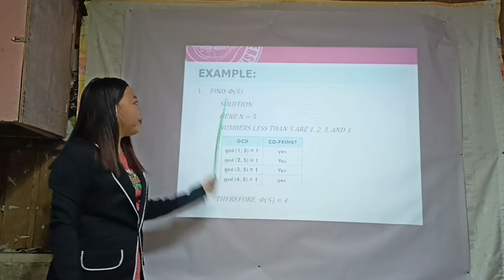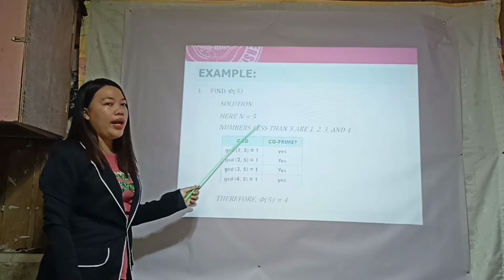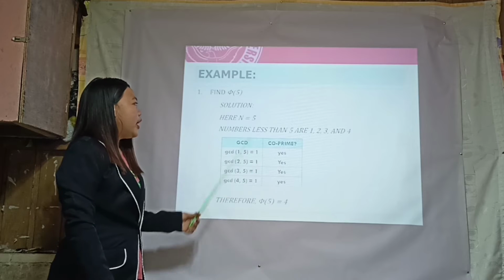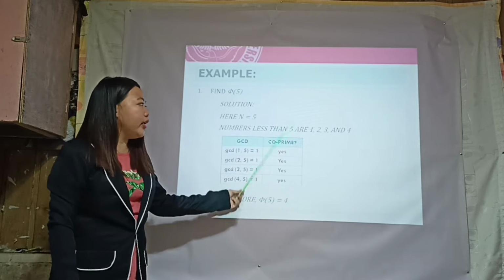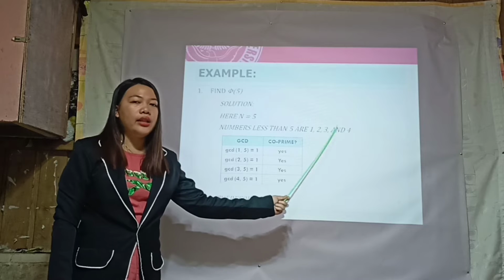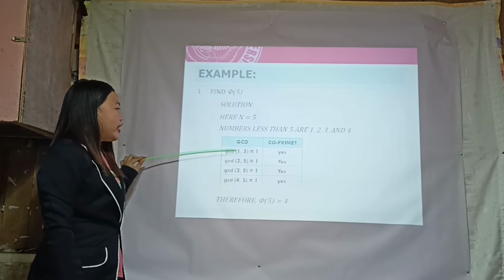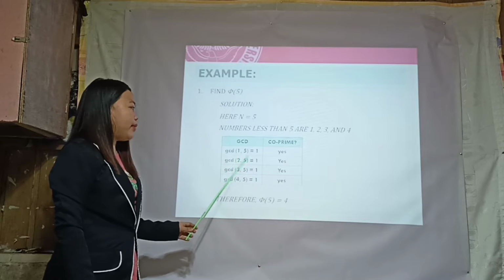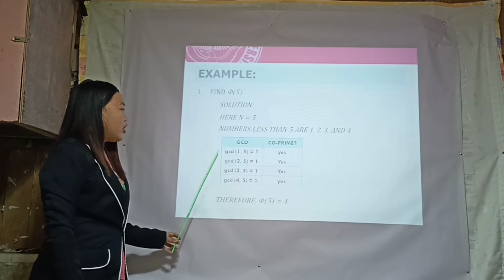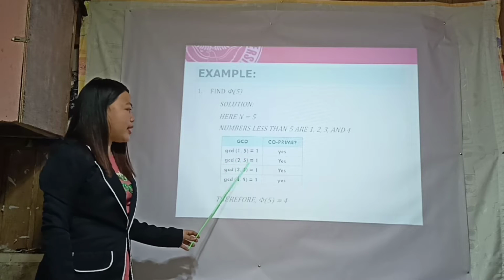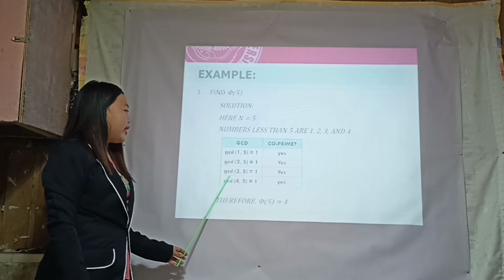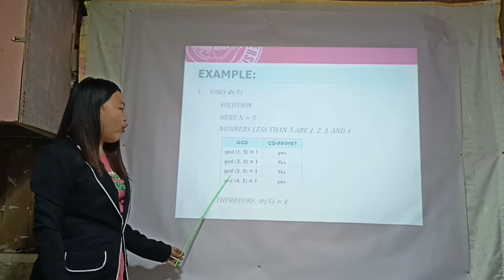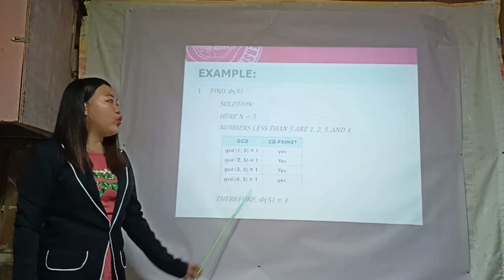So for example, find phi of 5. Here is the solution. n is equal to 5. The numbers less than 5 are 1, 2, 3, and 4. As you see, the GCD, or greatest common divisor, of 1 and 5 is equal to 1. The GCD of 2 and 5 is equal to 1. The GCD of 3 and 5 is equal to 1. And the GCD of 4 and 5 is equal to 1.